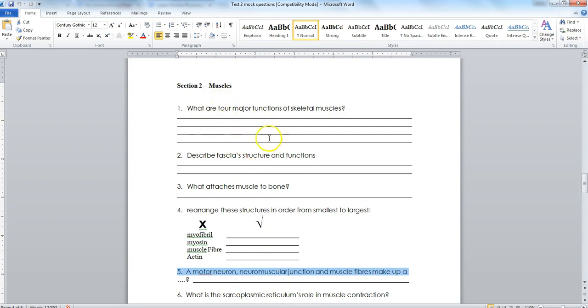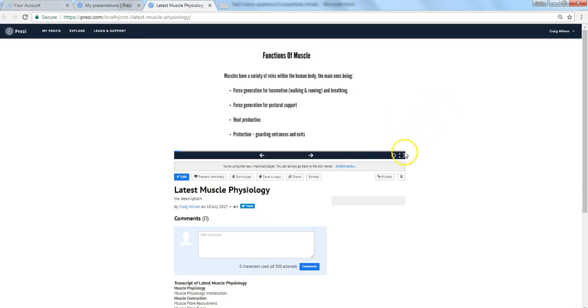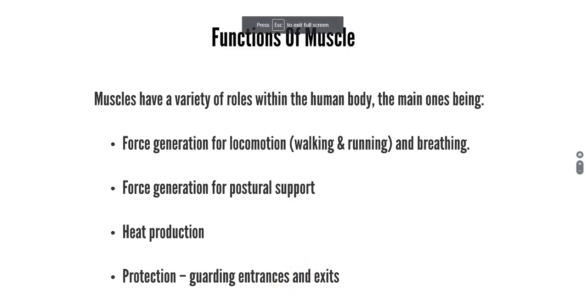So we'll just fill out the first of our questions on the mock question sheet here. What are the 4 major functions of skeletal muscle? The first is movement. The second is posture. The third is heat production. And the fourth is protection. So one done there. Pop back into the Prezi here and continue.